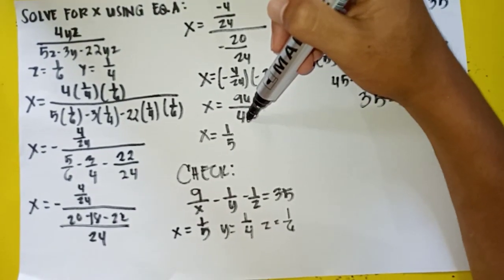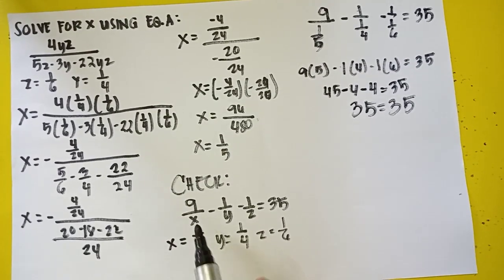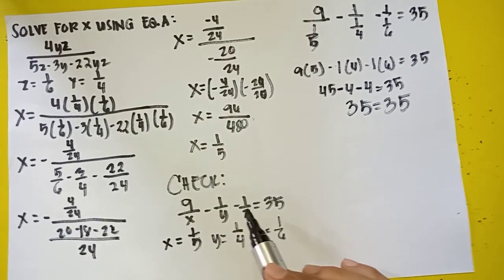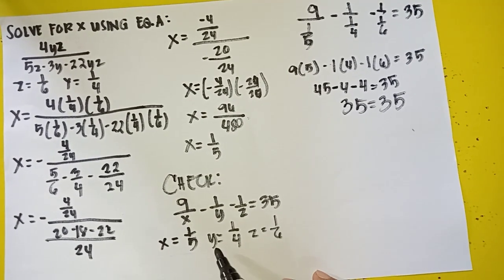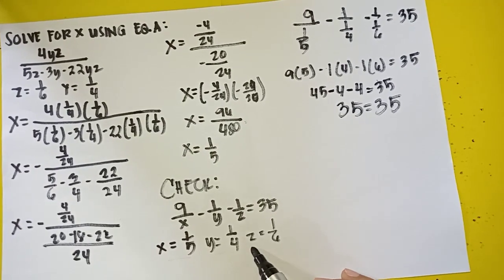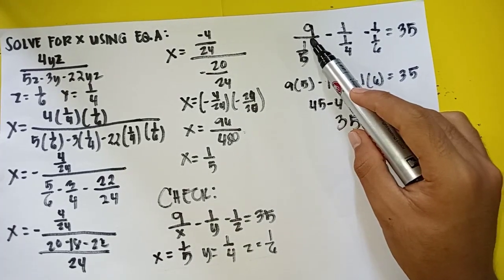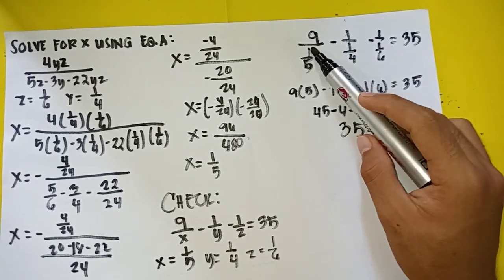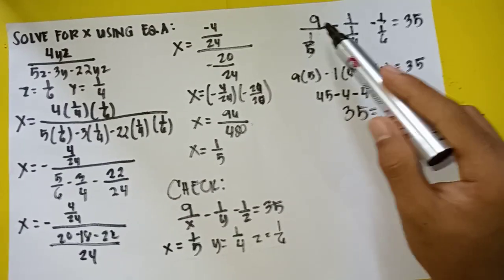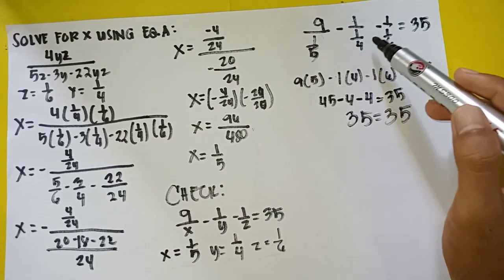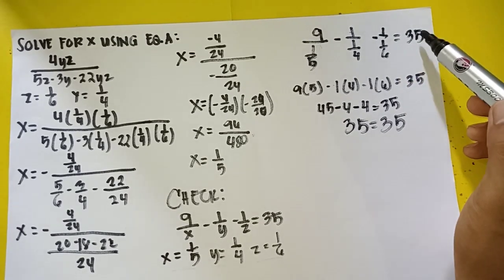So we will multiply 4 times 24 will give us 96, and then 24 times 20 will give us 480, or simply 1/5. To check if our answer is correct, we have here the equation 9 over x minus 1 over y minus 1 over z equals 35, and we have the value of x, which is 1/5, and the value of y, which is 1/4, and then the value of z, which is 1/6. Now we will substitute the values of x, y, and z for the variables. So 9 over 1/5 minus 1 over 1/4 minus 1 over 1/6 equals 35.